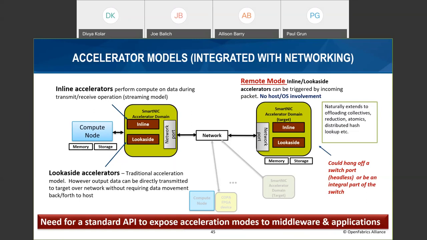I'd like to call this a triggered accelerator mode, where the packet ends up triggering that acceleration, and that acceleration could be both an inline acceleration or a look-aside acceleration. The beauty of this remote mode of acceleration is that it can allow the target to be headless, which means that you don't really need to have a CPU or an operating system involved here.